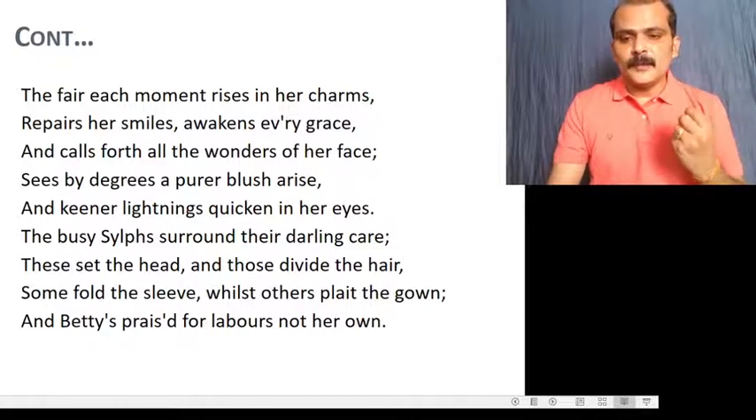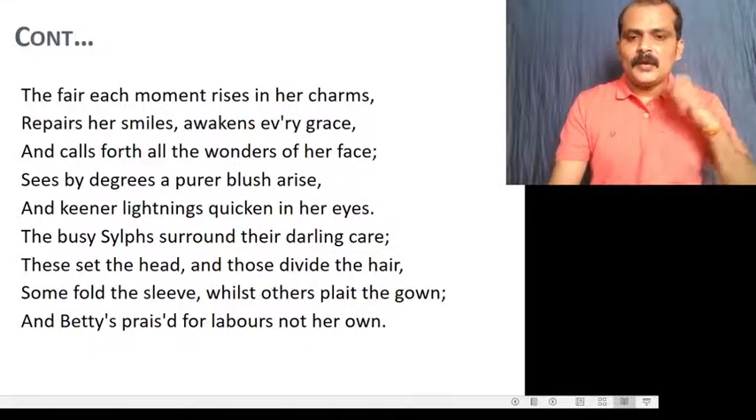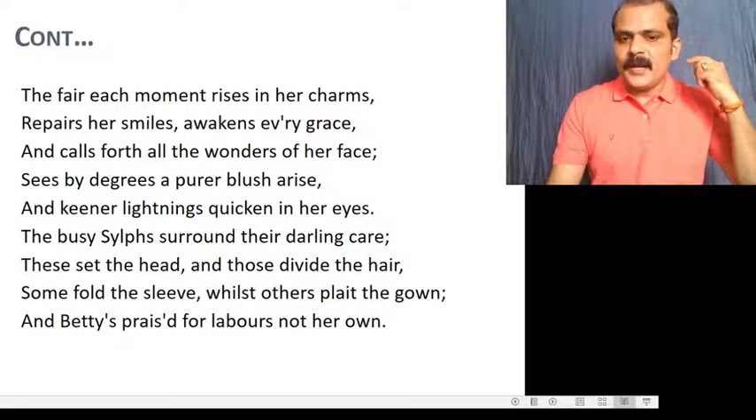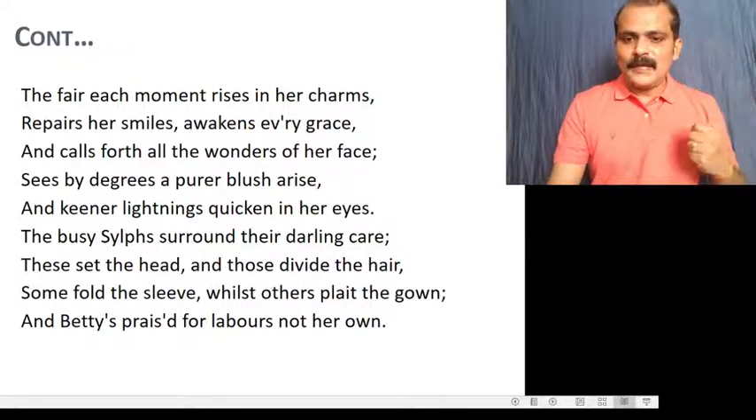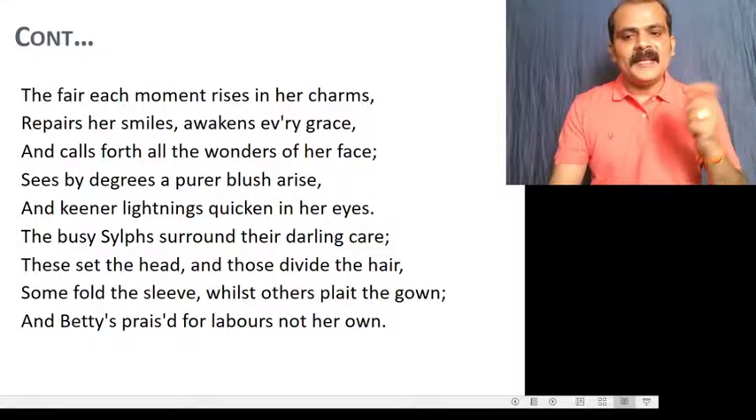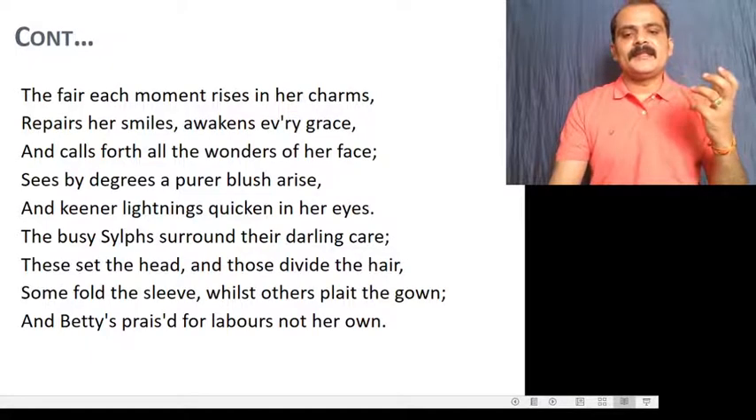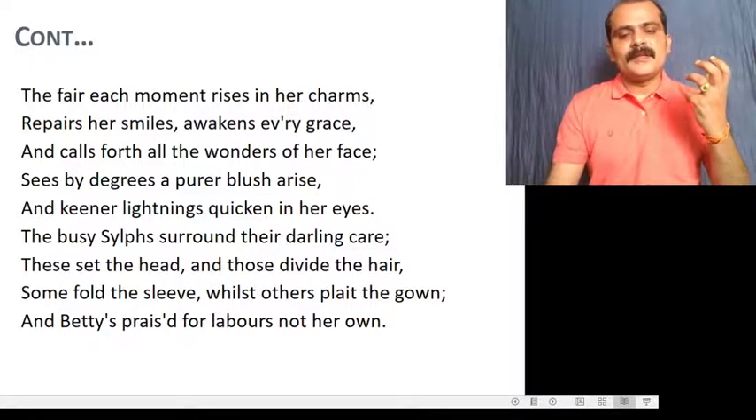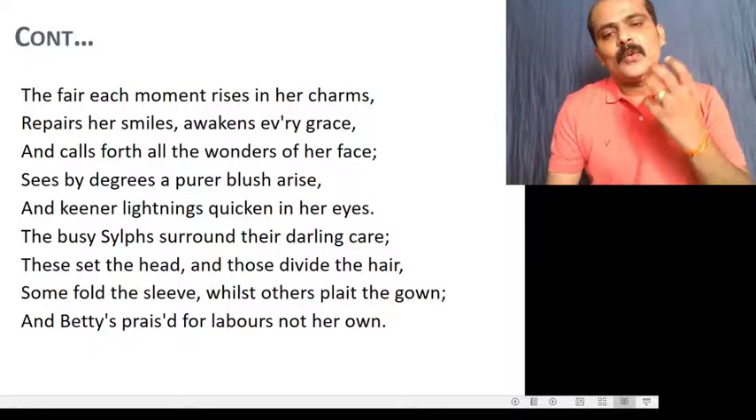The busy sylphs surround their darling care. These set the head, and those divide the hair. Some fold the sleeve, whilst others plait the gown. And Betty's praised for labors not her own.